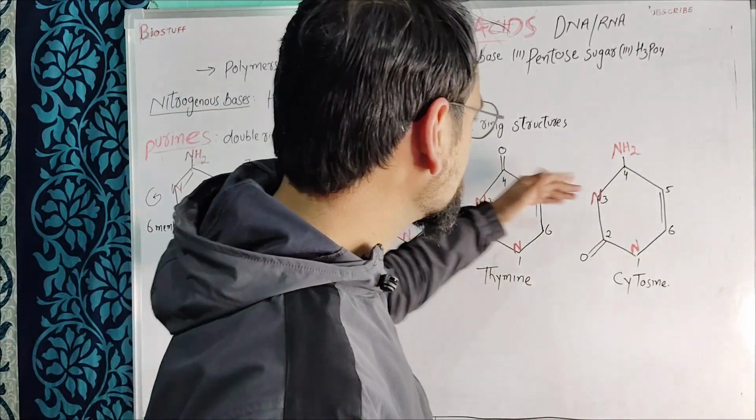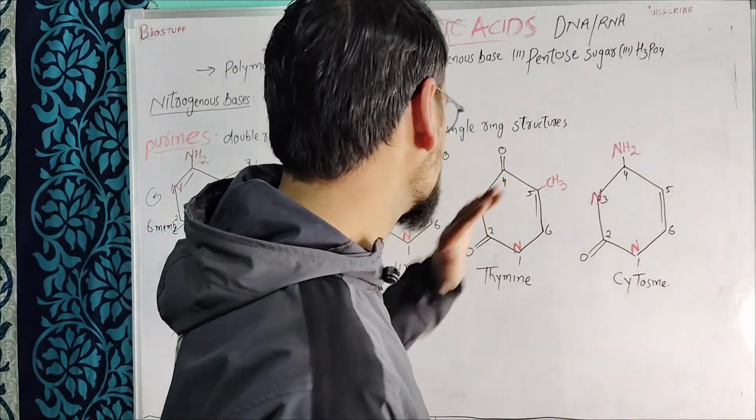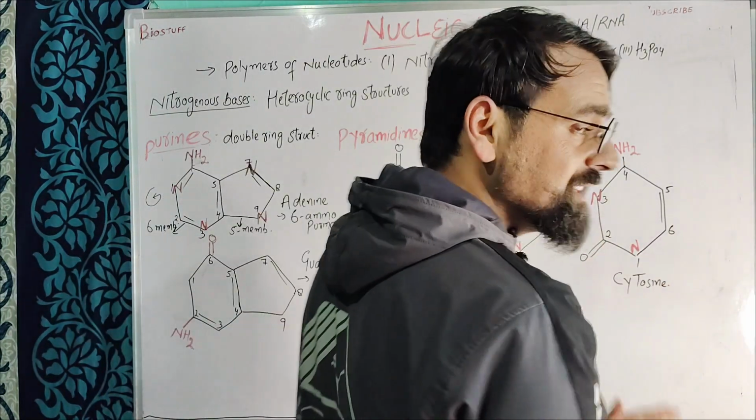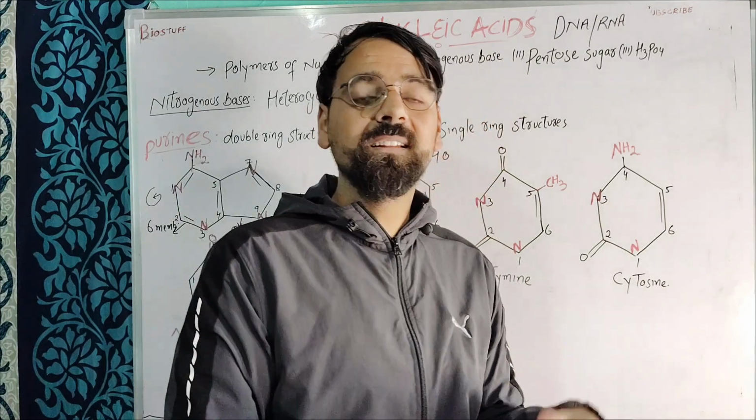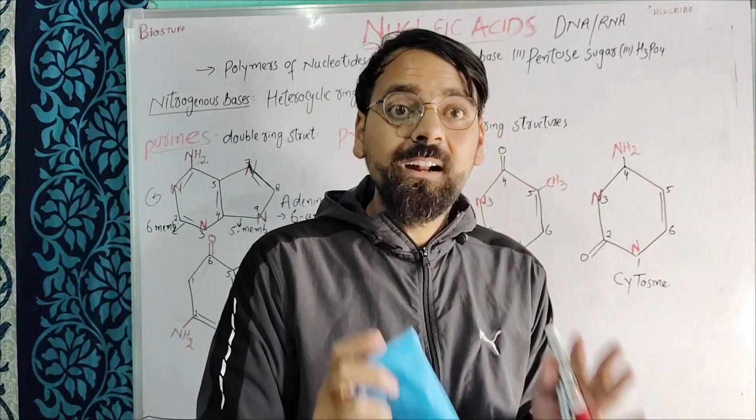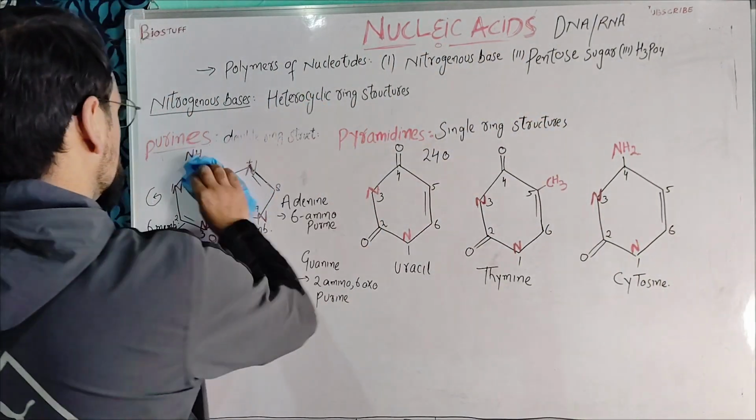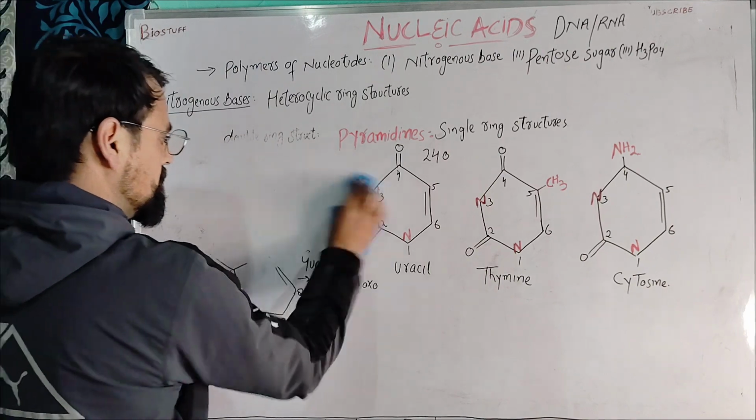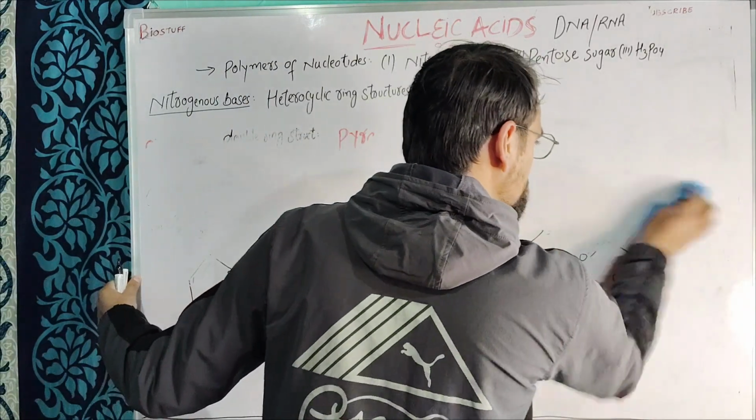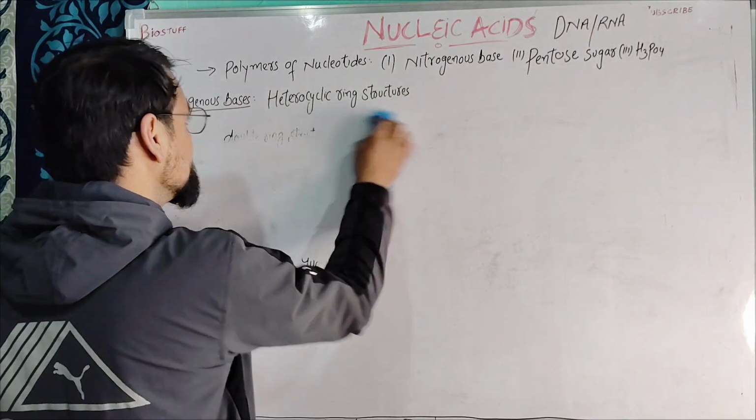All these structures contain a single ring. That's why I mentioned pyrimidines are single ring structures. So we have uracil, thymine, cytosine under pyrimidines, and adenine and guanine under purines. I hope we are now done with the nitrogenous bases. Now we'll take the pentose sugar and try to learn what exactly it is and what its structure is.